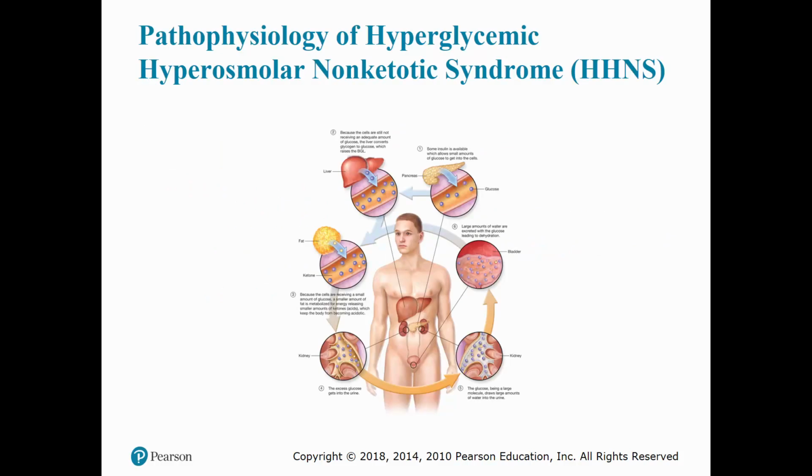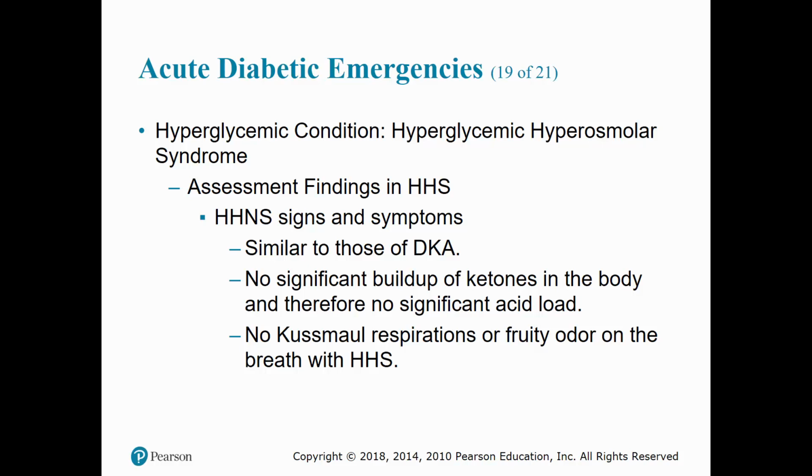Like the DKA patient, the HHS patient needs to be rehydrated with fluids. It might be necessary to call for ALS for this purpose. Follow your local protocols to determine what decisions to be made. Signs and symptoms that you will see are similar to those of DKA, such as the tachycardia, potential fever, positive tilt test, going through the 3 Ps, dry, warm skin, nausea, vomiting. But like I said earlier, there won't be any ketones produced within the body, so there won't be significant acid loads, so no Kussmaul respirations or fruity odor on the breath.